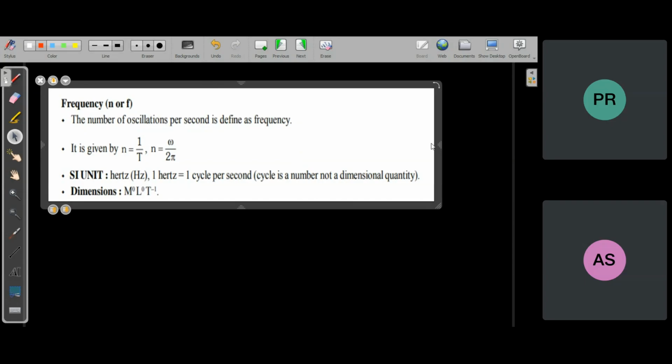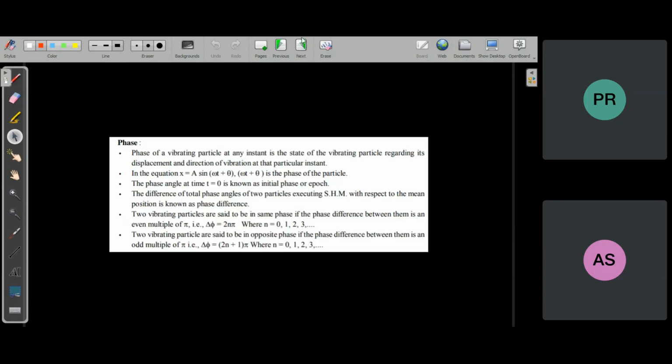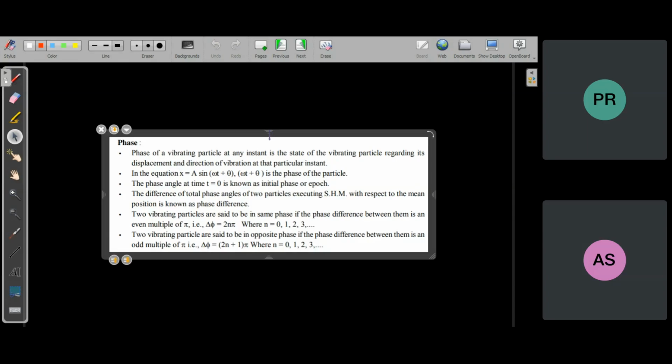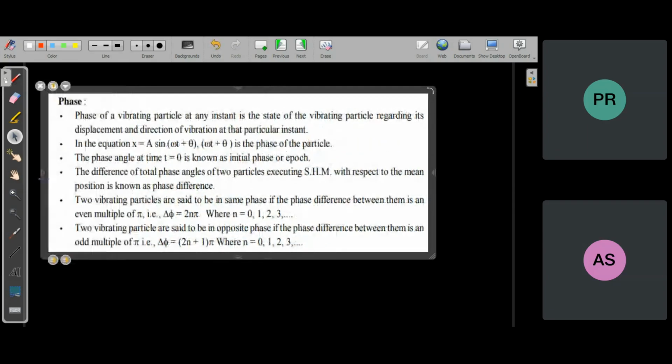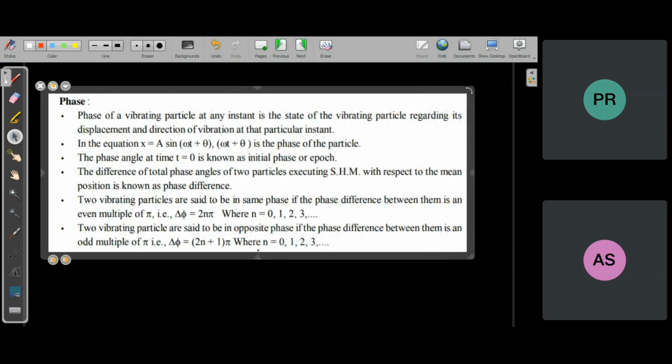Now, frequency is reciprocal of the time period. That's it. These are the units. You already know these things. Now, phase. This is very important here.